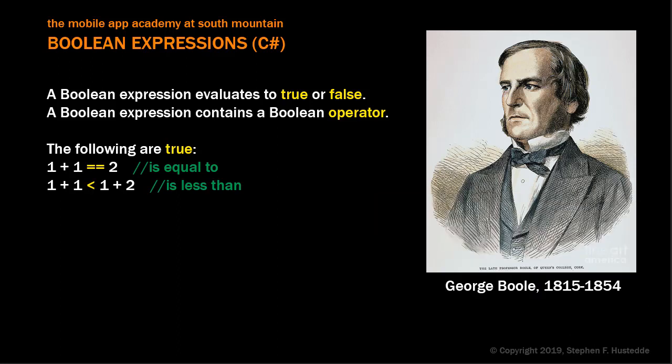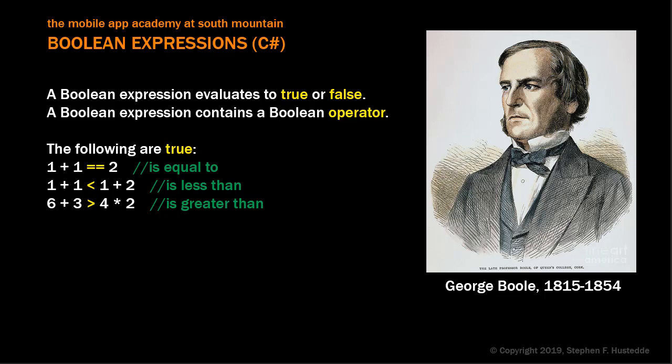Then we have less than. 1 plus 1 is less than 1 plus 2. Both of those, of course, are true statements. We know that 1 plus 1 is 2, and 1 plus 1, or 2, is less than 3. The next operator is the greater than symbol. 6 plus 3, or 9, is greater than 4 times 2, which is 8. 9 is greater than 8.